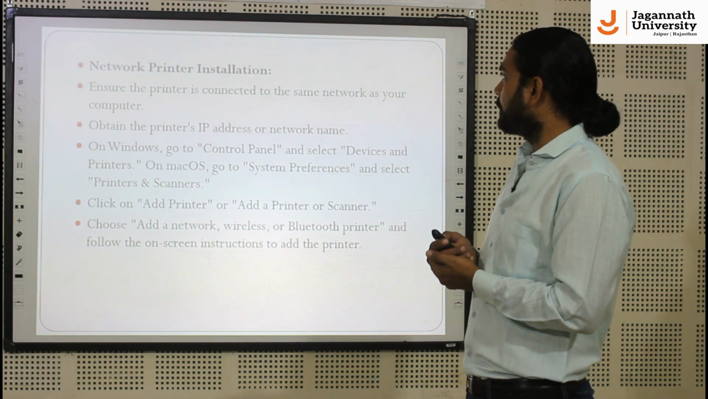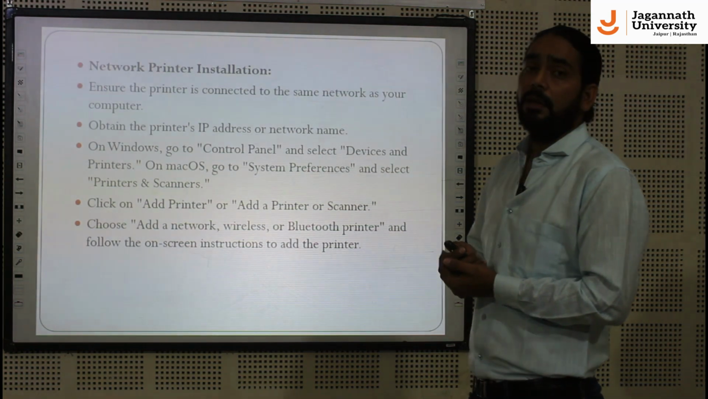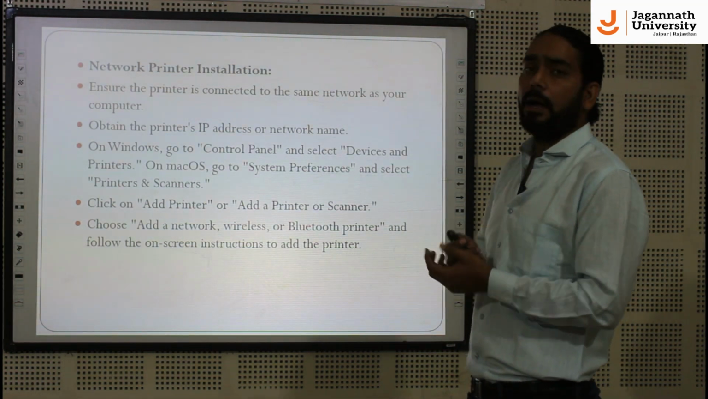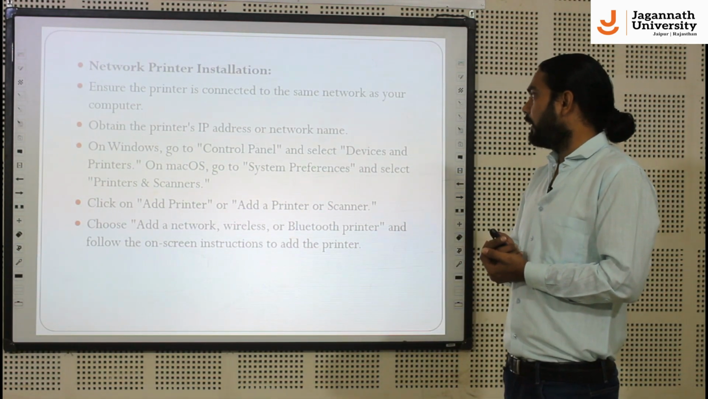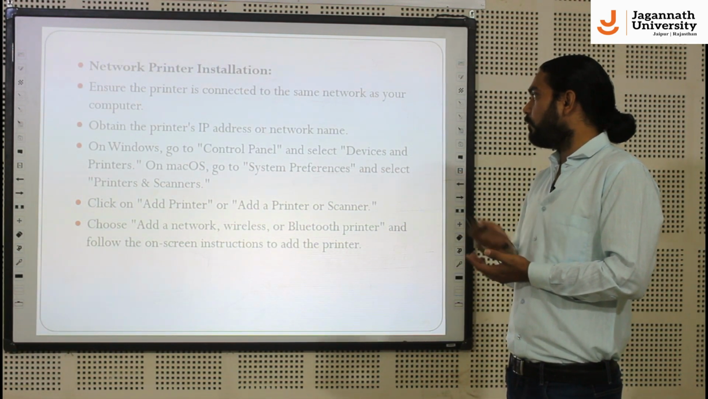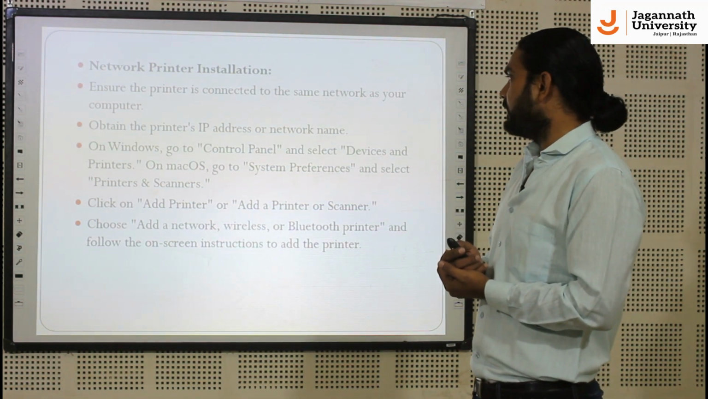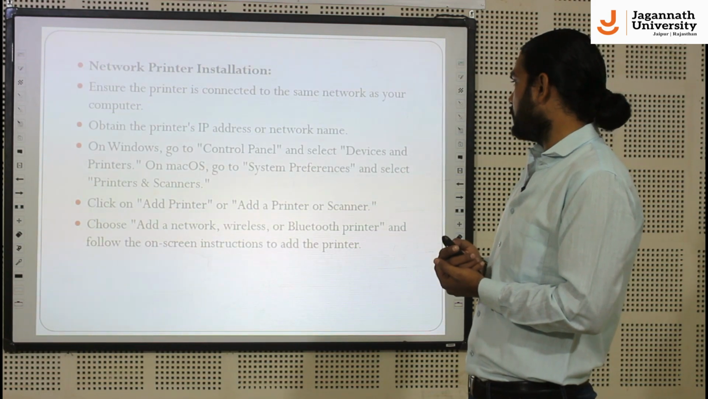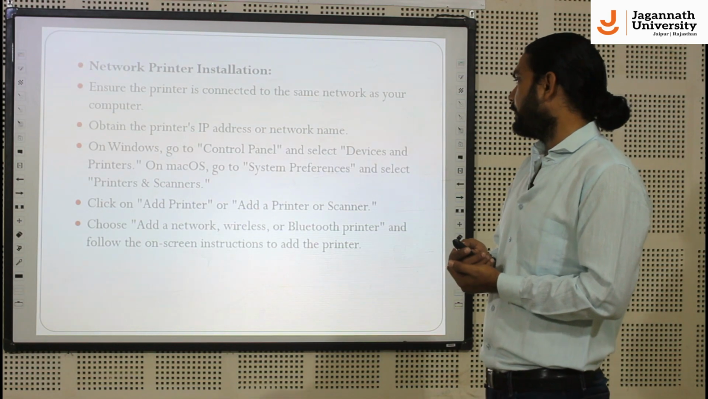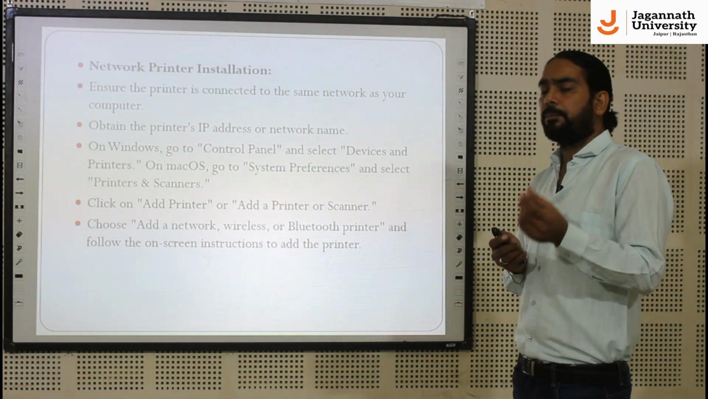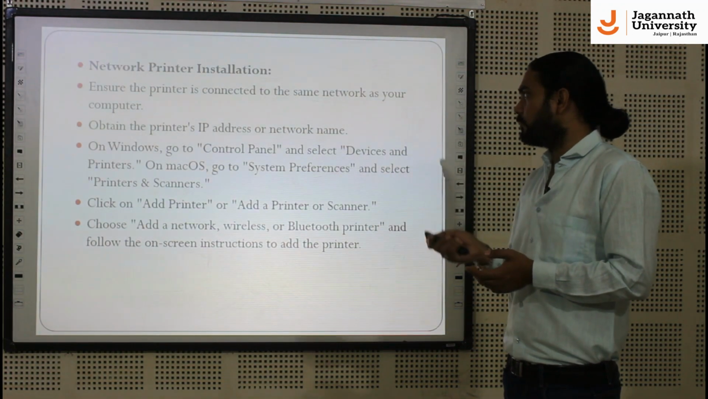When we talk about the network printer, ensure the printer is connected to the same network as our computer. Obtain the IP address, because in a network we require the IP address to connect. On Windows, go to the control panel and select Devices and Printers. On Mac OS, go to System Preferences and select Printers and Scanners. Click on Add Printer or Scanner. Now choose add a printer, wireless or Bluetooth printer. We can use this for network printer installation.